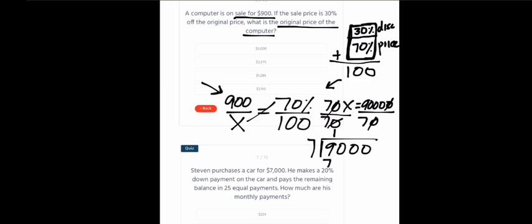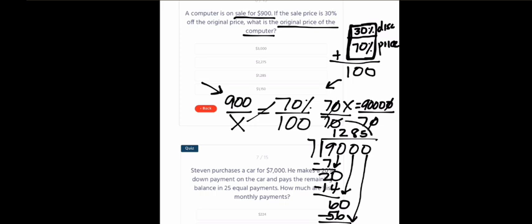So 7 goes into 9 one time. I have a 2 left over. I bring down a 0. 7 goes into 20 2 times. 7 times 2, 14. 6 is left over. Bring down a 0. 7 goes into 60 8 times. 7 times 8 is 56. And I bring down the last 0. 7 goes into 40 5 times. 7 times 5 is 35. I could keep going, but this already matches one of my answers. And there's no other one that's close to it. So we can stop right here.